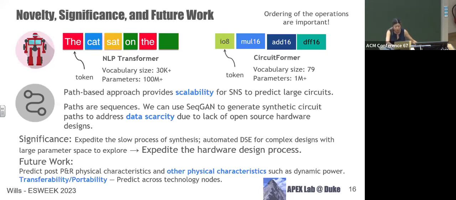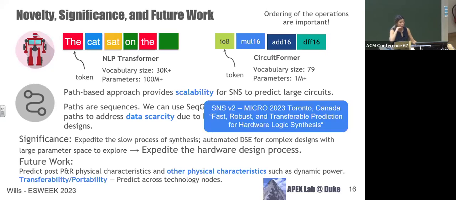So as I mentioned in the beginning, our latest work is SNS V2, and it's going to be presented at MICRO. What we're able to do is pre-train one model on one technology node and then predict across technology nodes. So we don't have to retrain the model every time you have a different technology node. And thank you. I will now take questions.